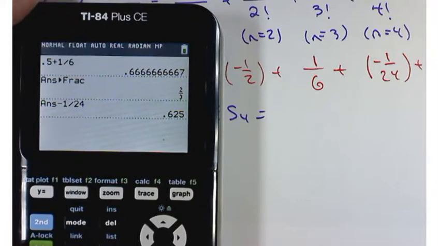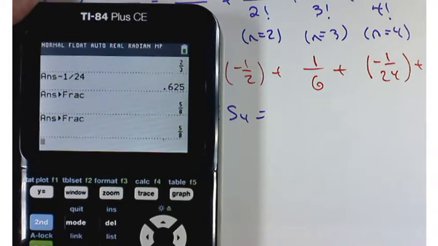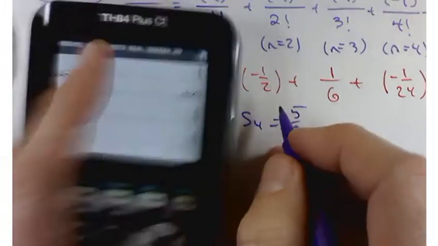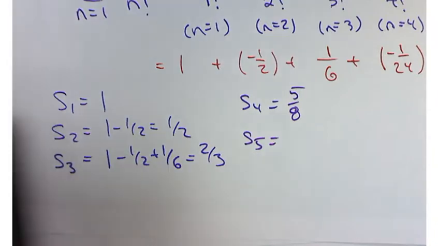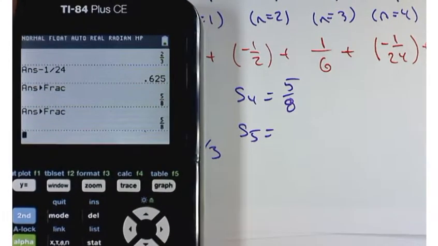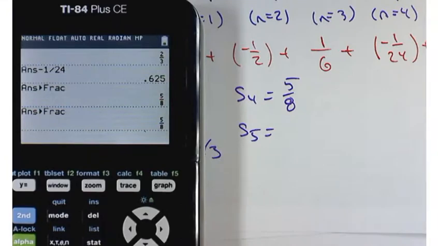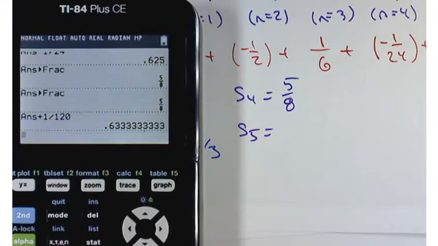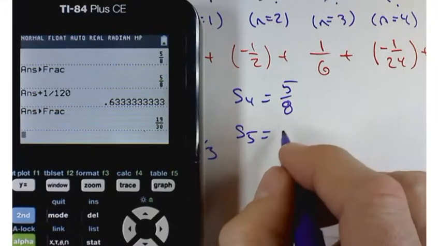Two-thirds. 16. Yeah, okay, 15. Yeah, all right. That makes sense. So S sub 4 is 5/8. And the last one, S sub 5. So at some point you might reach a limit with what your calculator will turn into a fraction. So the last part, I'll add 1 divided by 120, answer the fraction, and I get 19 over 30.